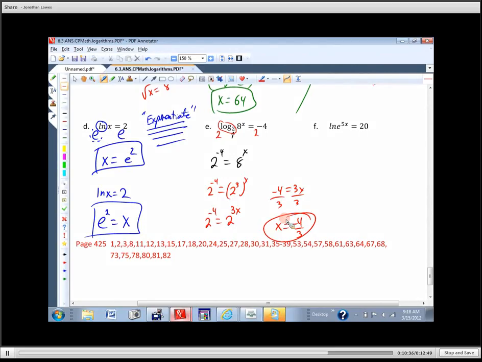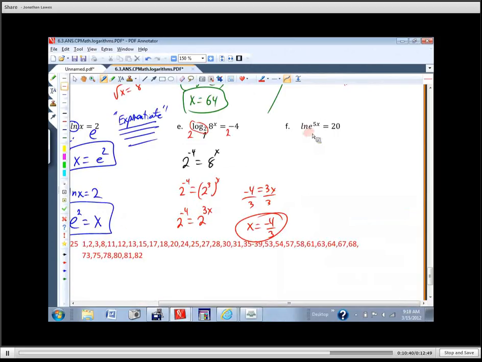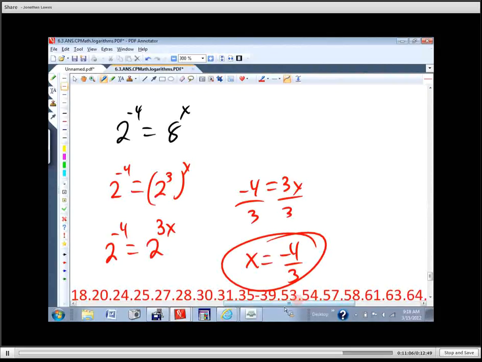Okay, last one. Let's take a look. I'd like you to do this one by exponentiating. So I've got to get this e to the 5x where I can work with it. Well, gosh, do we need to exponentiate this one right here? No. Tatum. Very good. Would you say that again a little louder? Okay. Let's take a good look at this.